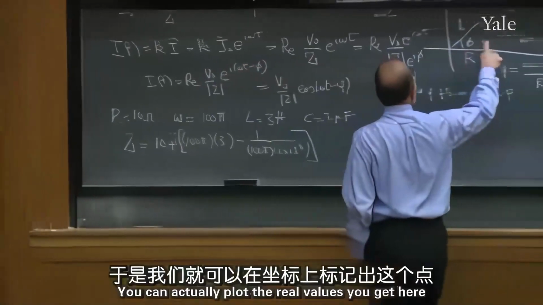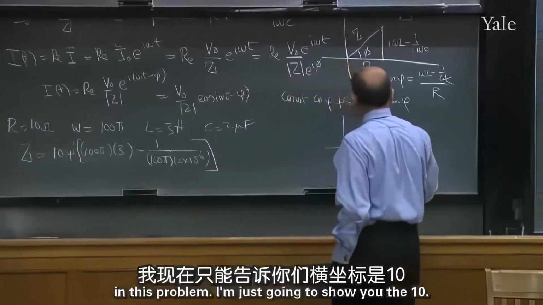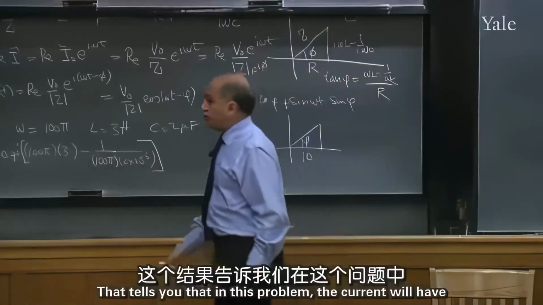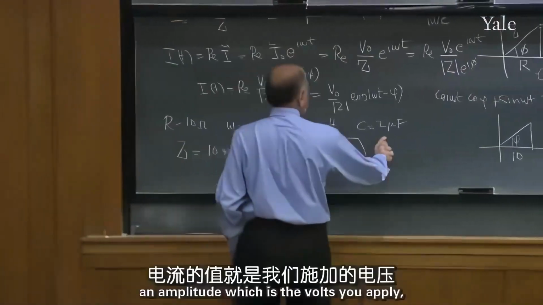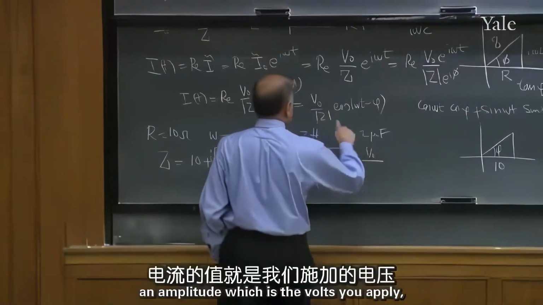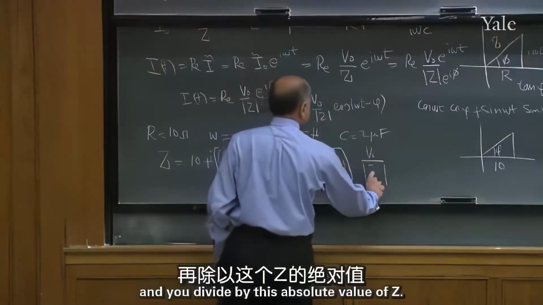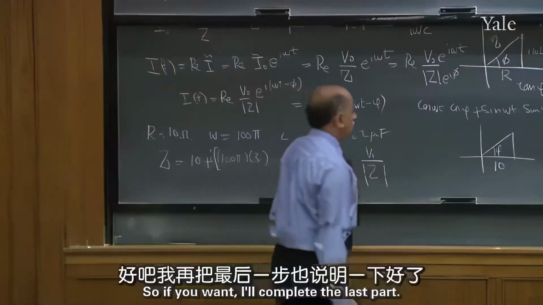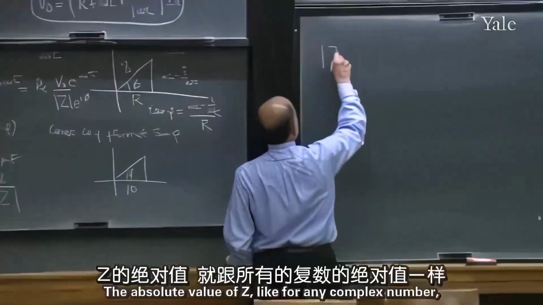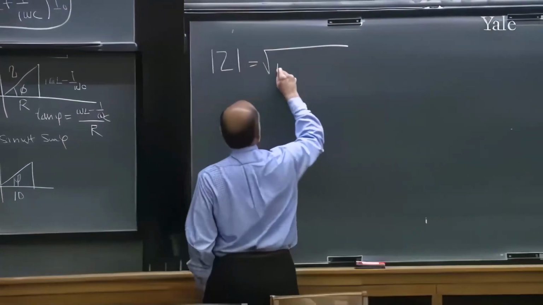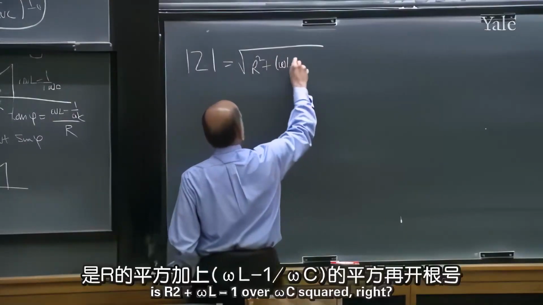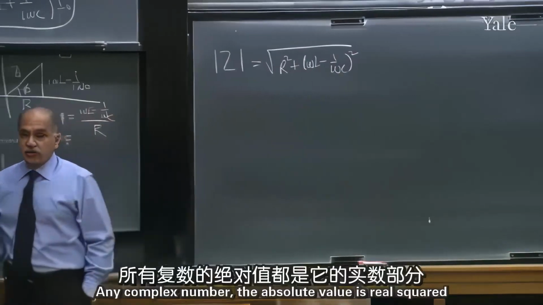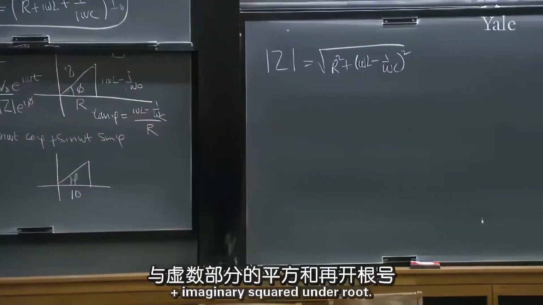You can actually plot the real values you get here in this problem. I'm just going to show you the 10. The other guy is whatever it is, and you can get the phase. That tells you that in this problem, the current will have an amplitude, which is the volts you applied, maybe 100 volts, divided by this absolute value of Z. So if you want, I'll complete the last part. The absolute value of Z, like for any complex number, is the square root of R squared plus omega L minus 1 over omega C squared, right? For any complex number, the absolute value is the square root of real squared plus imaginary squared.